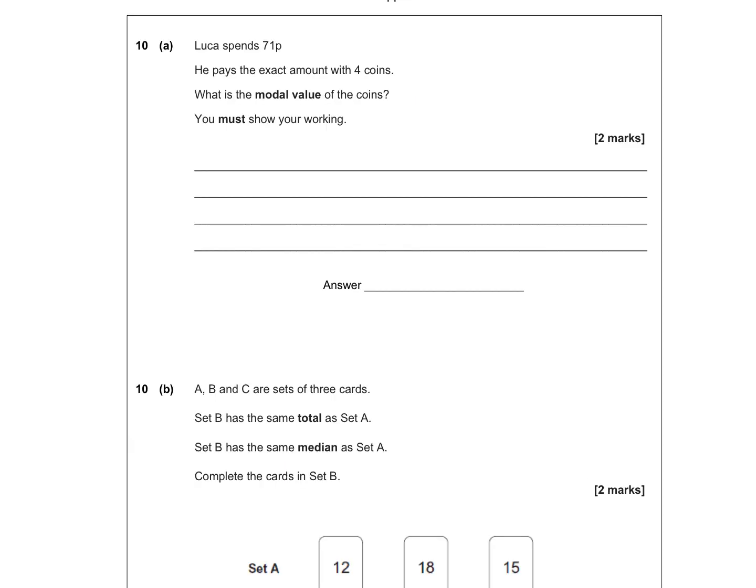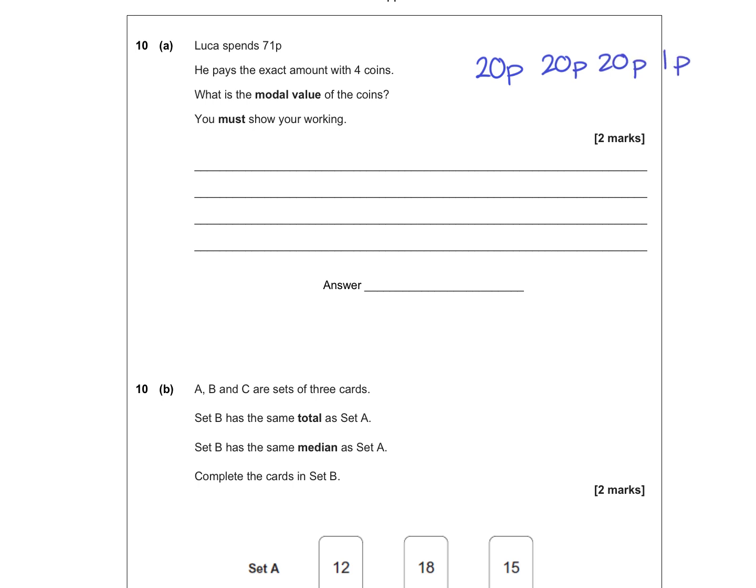All right, question 10. Lucas spends 71p and he pays the exact amount with 4 coins. What is the modal value of the coins? You must show your working. Okay, so he's got some 4 coins. So I don't know, maybe he's got like a 20p, a 20p, a 20p, and a 1p.